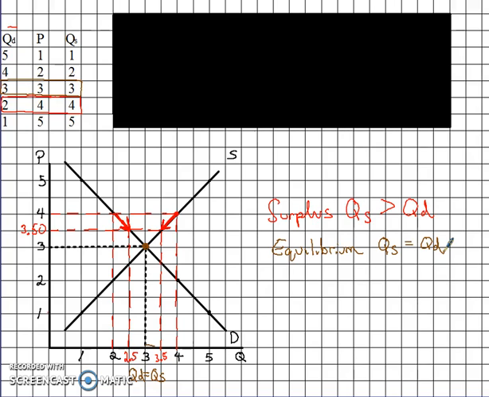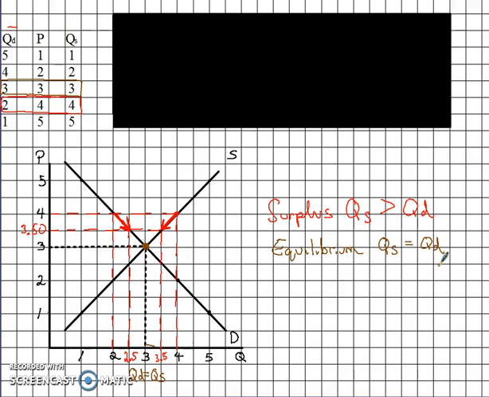So we can always say this will always be true. Whenever there's a surplus, the quantity supplied will be greater than the quantity demanded, and that will cause prices to get bid down until we get to equilibrium. That will always be the case. So we are always going to be driven back to equilibrium. Whenever the price is high, there will be a surplus. The quantity supplied will be greater than the quantity demanded, and that will cause prices to get bid down until we get to equilibrium. That's how markets work.